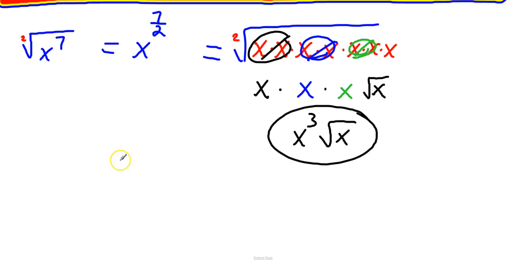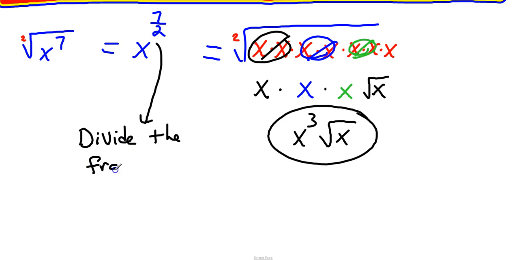If you've got 7 divided by 2, actually go ahead and just divide that fraction. So take the 2, divide it into 7. Alright, so 2 will go into 7 3 times. 3 times 2 is 6. Subtract the 6, we've got 1 left over. And basically, here's what it is.